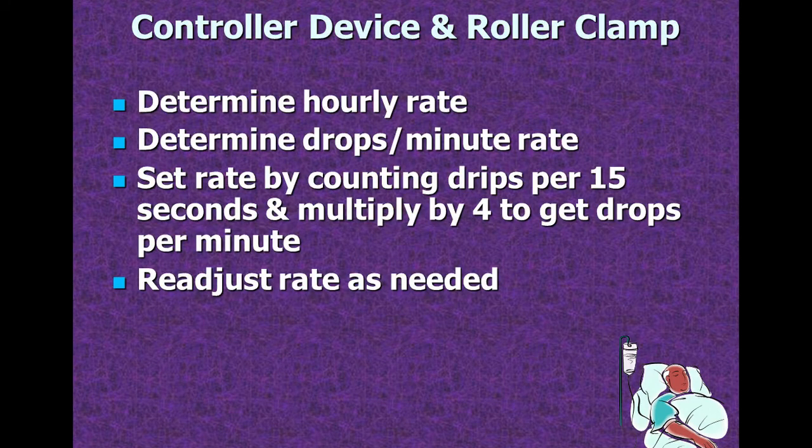If you have an IV that is running by gravity, the rate is controlled by the roller clamp. To determine the hourly rate, you'll need to determine the drops per minute rate. You do this by setting the rate by counting drips per 15 seconds and multiplying it by 4 to get drops per minute. Readjust the rate as needed.